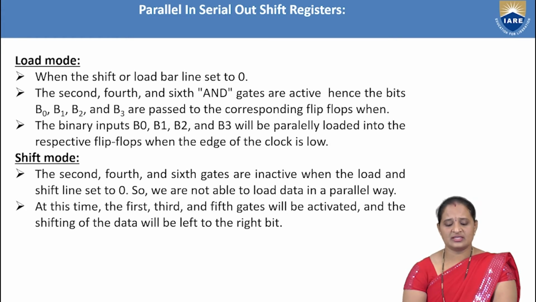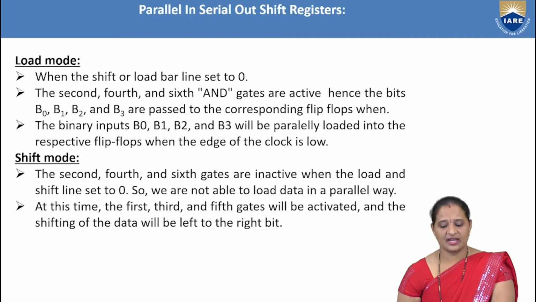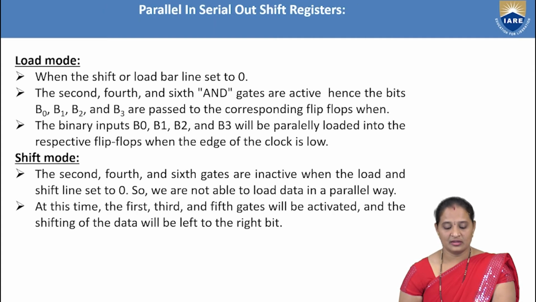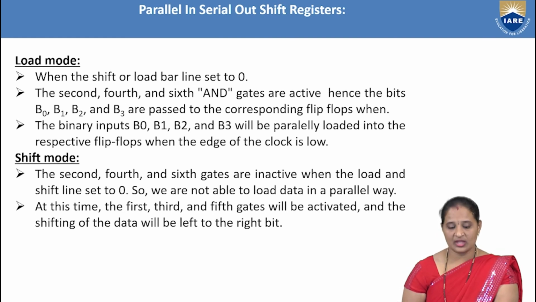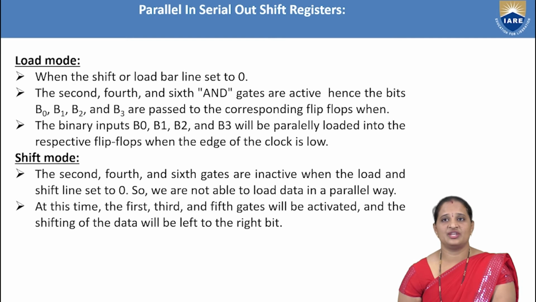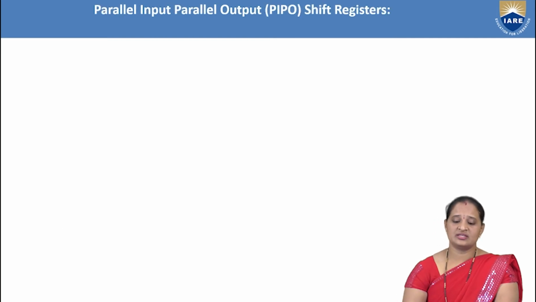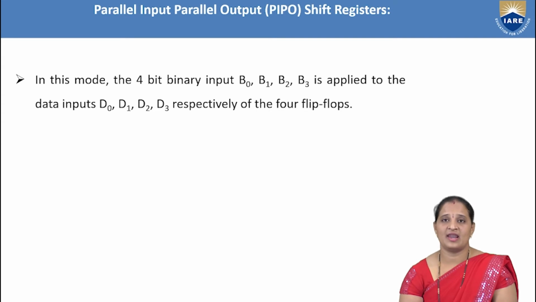Okay, so at this time the first and fifth gates are activated and the shifting operation will be done from left to the right. So that is about parallel in serial out or shift register. Next, let us look at the parallel in parallel out. The other mode of operation, parallel in parallel out.